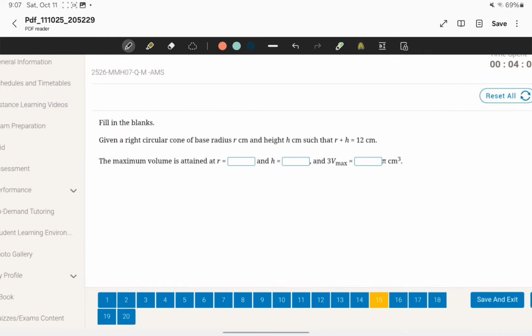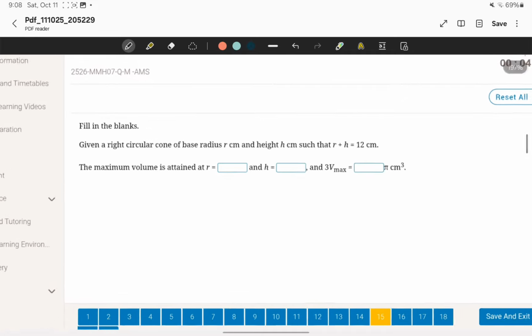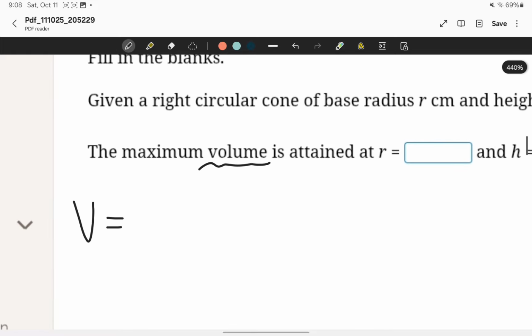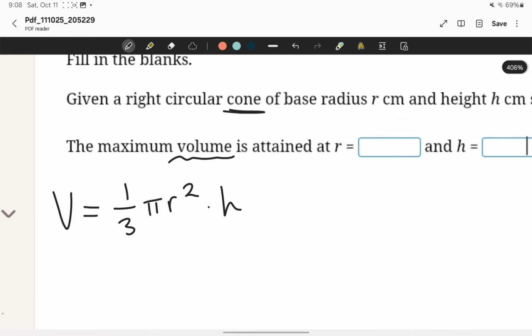Okay, here we have a cone, and they gave us the radius plus height is 12. They want the maximum volume is attained at what? Now when they want the maximum volume or minimum volume, this is optimization. So for optimization, you need to derive, then equate to 0. But to derive, we need to have only one unknown, right? Because right now they want us to optimize the volume, so we have to derive the volume. The volume of the cone is 1 over 3 pi r squared times the height. We can't derive this because there are two unknowns, so we need to get rid of one of them.